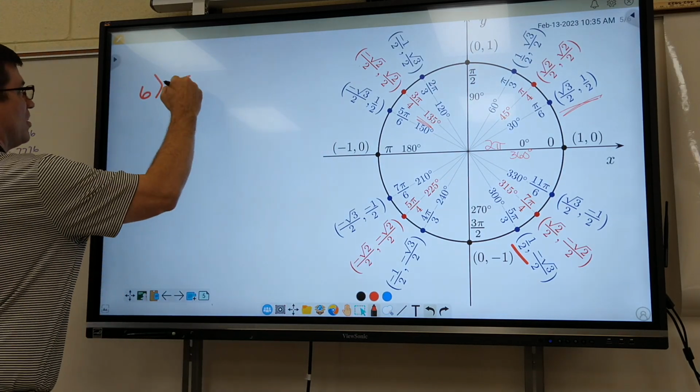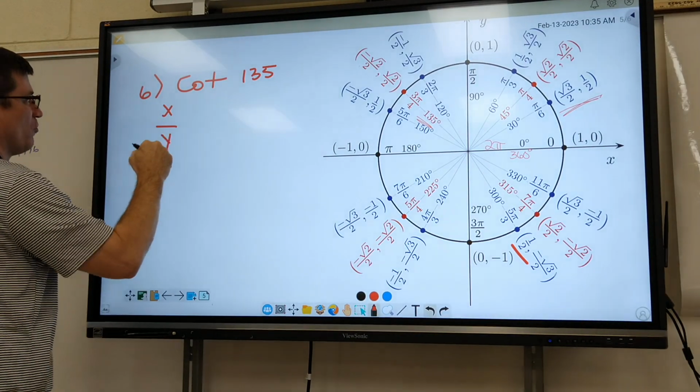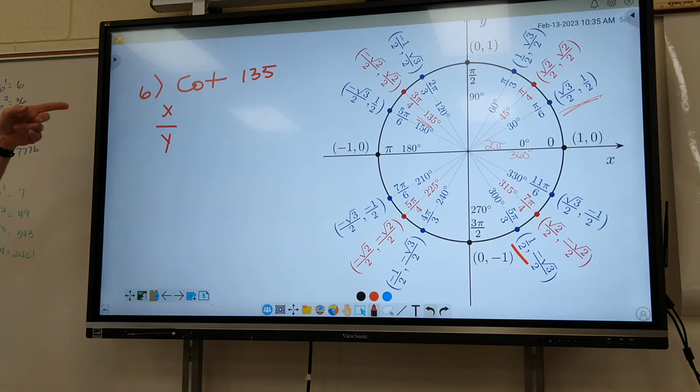Number 6, I got cotangent of 135. My formula is x over y. Braden, if you need help finding those formulas, we can show you. I'll show Braden where that formula is. He might not have it at the bottom of his unit circle page. If not, he'll need to copy it. Yeah, I can write them over there too.